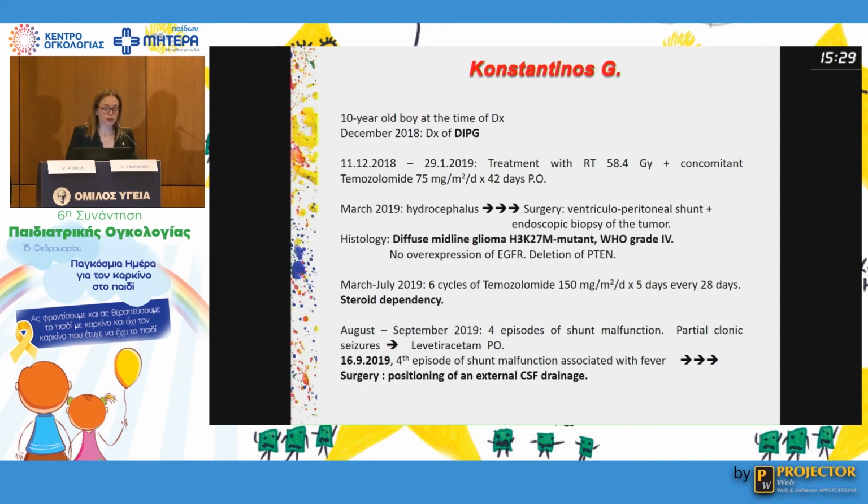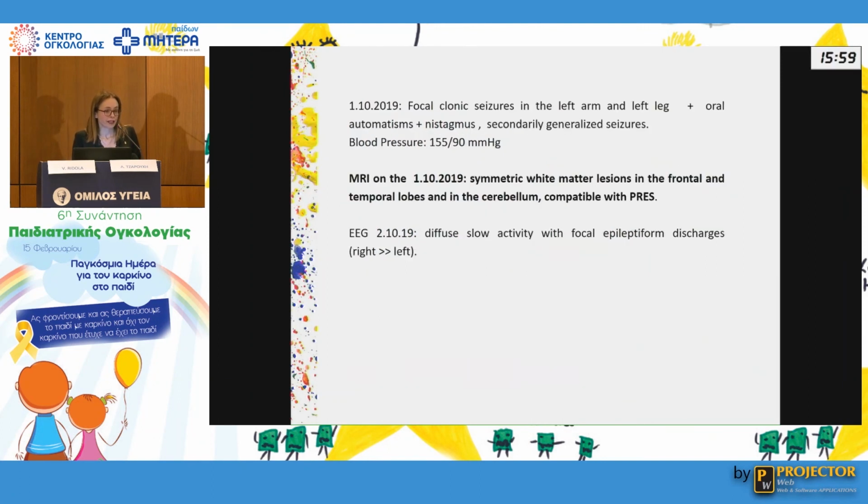In August-September, the child presented with several episodes of shunt malfunction associated with partial clonic seizures, so treatment with Keppra was started. And mid-September, during his fourth episode of shunt malfunction, associated this time with fever, the neurosurgeon decided to put an external CSF drainage. 15 days later, the child presented with focal clonic seizures in the left arm and left leg with oral automatism, nystagmus, and secondarily generalized seizures.